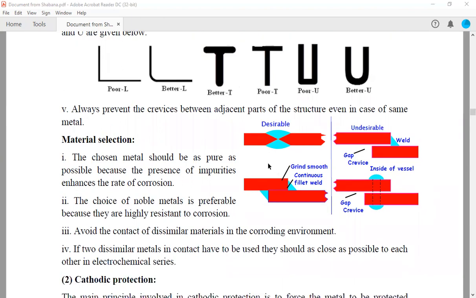And avoid the contact of dissimilar metals in the corroding environment. So they should not be directly connected, it should not be like this, direct connection. If two dissimilar metals have to be used in contact, they should be as close as possible to each other in the electrochemical series. So that is about the proper design and the material selection of the metal.